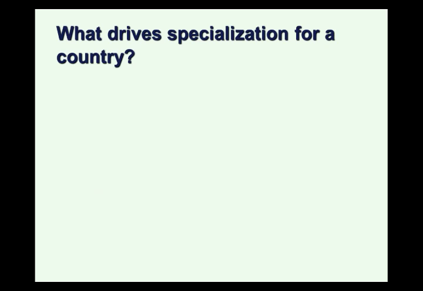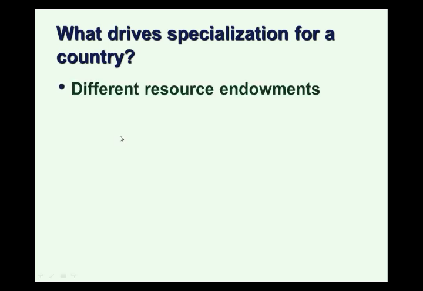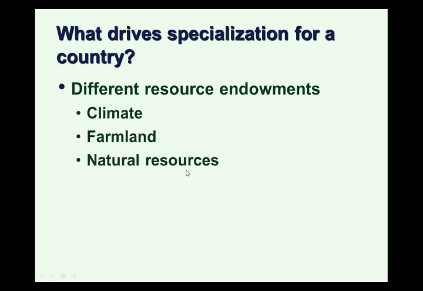Now that asks the question, well, what drives the specialization for a country? How do you decide? What determines whether there's comparative advantage in sweaters or waffles or other products? Well, there are a few factors that are going to drive the specialization when we look at world trade. One is a different resource endowment. Climate, farmland, natural resources, right? A country can't specialize in natural gas production if they don't have natural gas deposits. That really wouldn't make any sense.